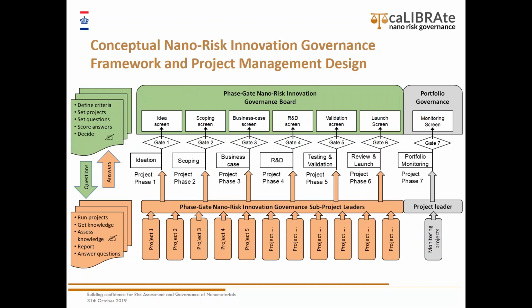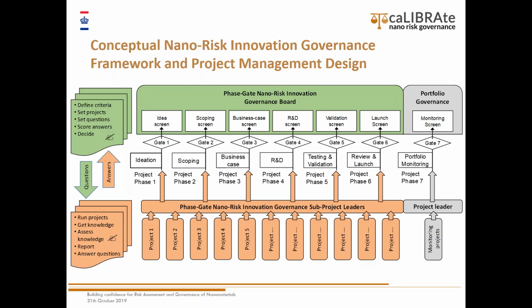If we try to convert that into a graphical illustration, then we have our innovation funnel sitting in between the phase gate nano-risk innovation governance board. So this is layer one in our model. And then we have the project layer below the phase gate model. And the model layer, or the sub-project layer, sorry, is then the layer where the projects are run at the detailed data-generating level, and the governance board are defining the criteria, they're setting the projects, they set the questions that need to be answered, they score the answers, and they decide on whether the project goes forward.